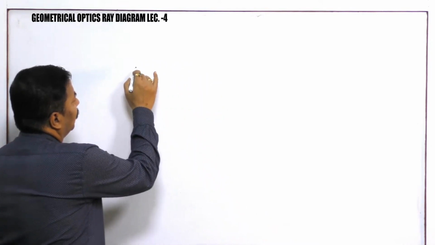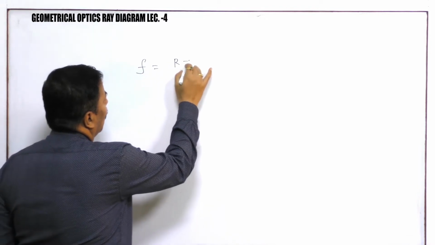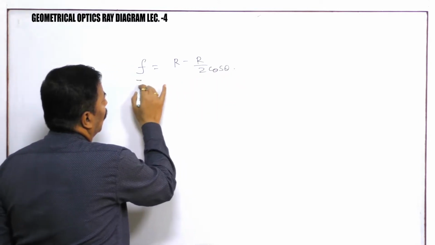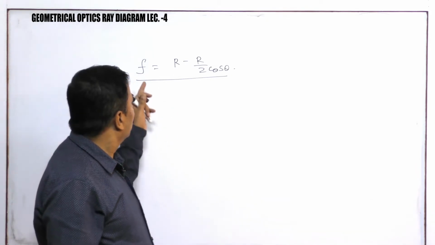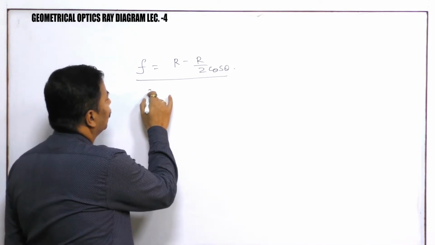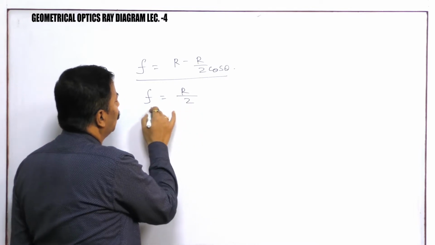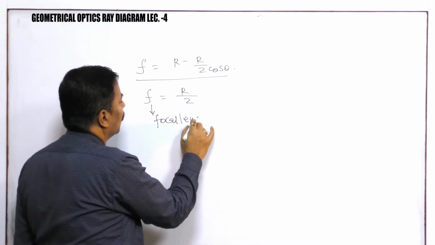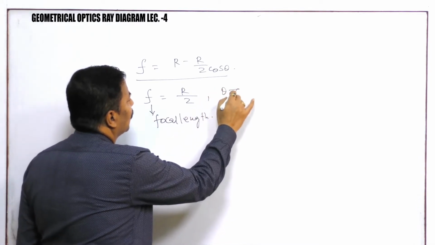the relation f is equal to r minus r by 2 cos theta. I hope you will be remembering this relationship. This is actually not the focal length. Focal length, if I write f is equal to r by 2, then it is the focal length, when theta tends to 0.